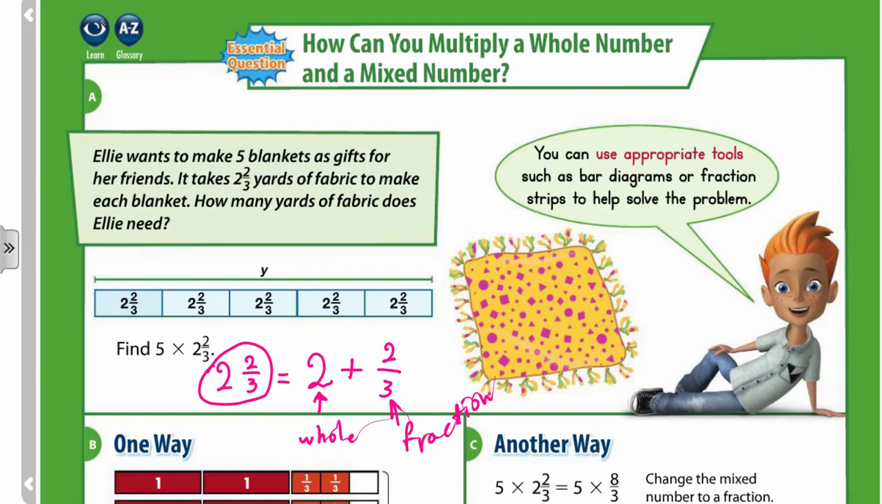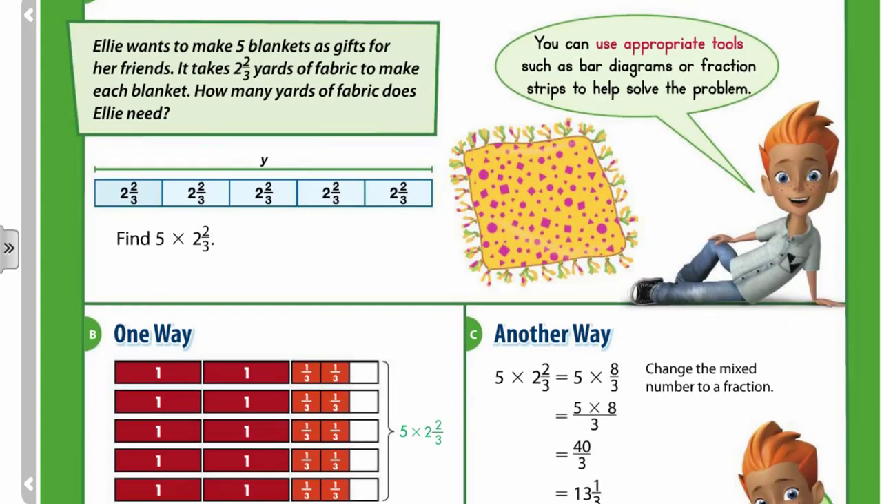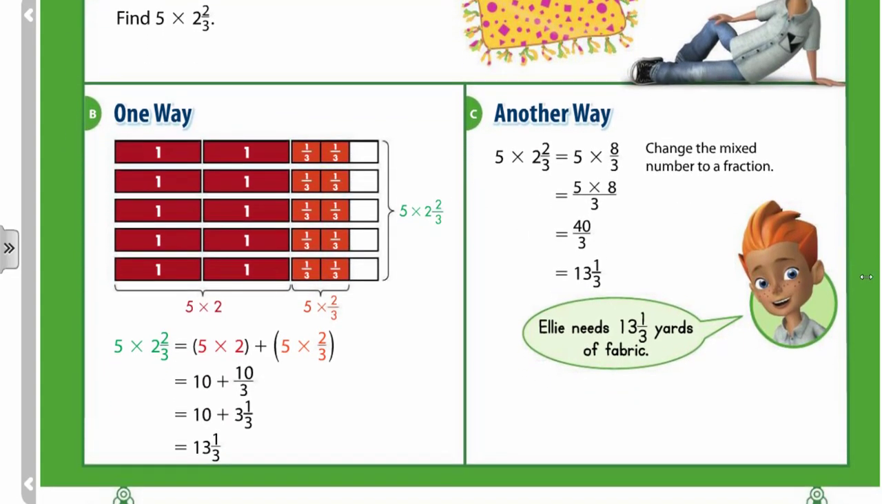Okay, now let's go down to see the two ways that we can use. The first way is very easy. As you can see here, this is 2 and 2/3, and also again 2 and 2/3, and so on. So we are repeating this 2 and 2/3. We are repeating it how many times? 5 times. So in this case, we are repeating 5 times of 2 and 5 times of 2/3.